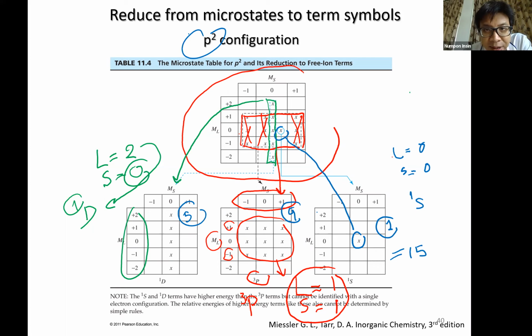So this is the way to find the term symbol. Begin by calculating how many possibilities you can have, and then you put them in the table. Then you try to bring out the largest rectangle out of the table one by one until you get the last one out. And then you can get the total microstates of this system.